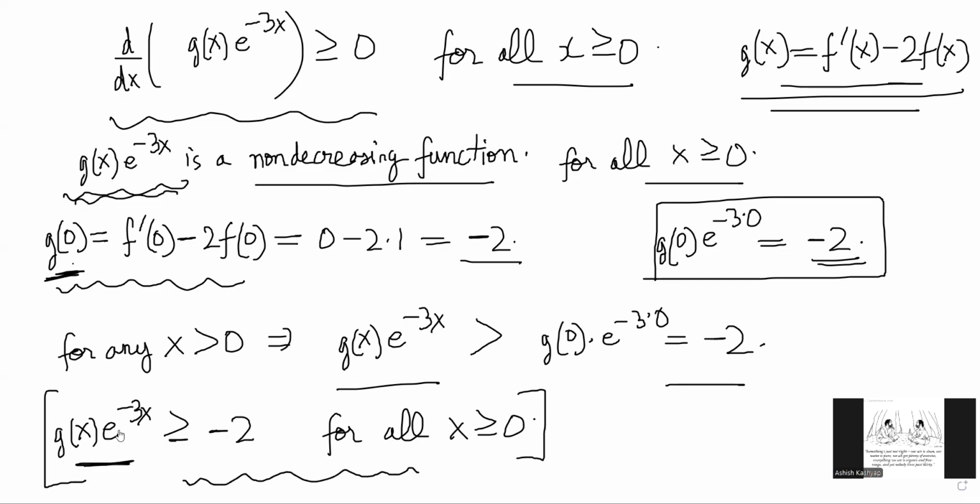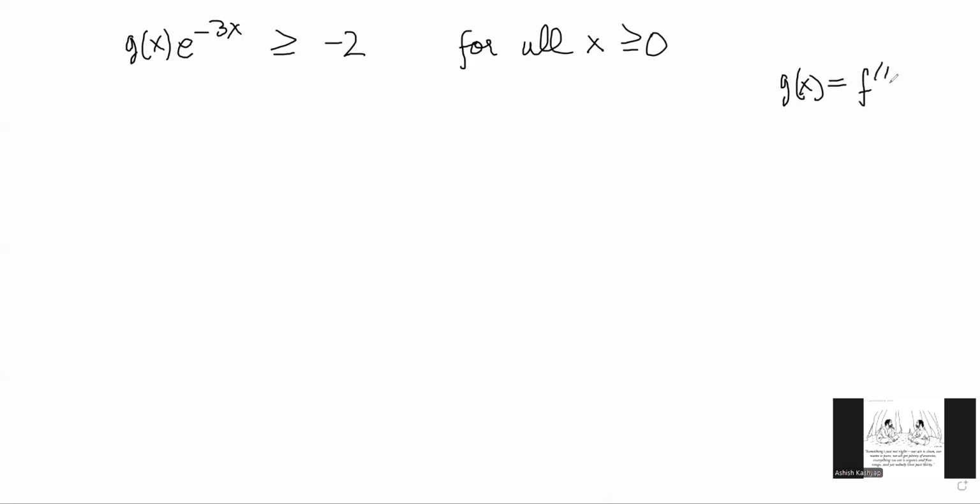So let's see what we can do with this. So far we have g of x into e power minus 3x is greater than or equal to minus 2 for all x greater than or equal to 0. And we already know that g of x is equal to f dash x minus 2 f of x. So what I will do is write this in a different way, multiplying both sides by e power 3x because it's a positive quantity. I get this.